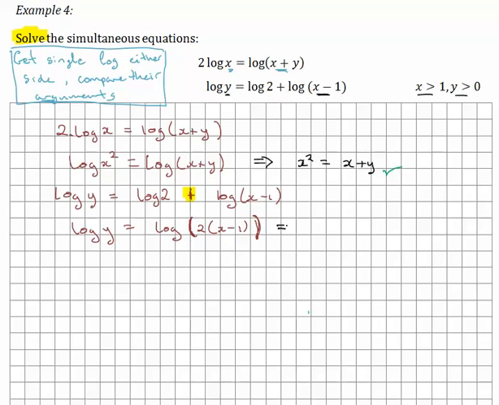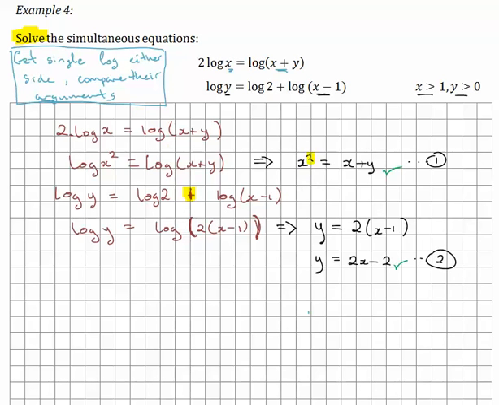What's the argument of the log on the left? It's y. And the argument of the log on the right is 2 times x minus 1, which works out as y equals 2x minus 2. So we've completed that step for the second equation. We've got 2 equations in x and y. The next step is to solve both of those to find x and y. Let's go ahead and do that.